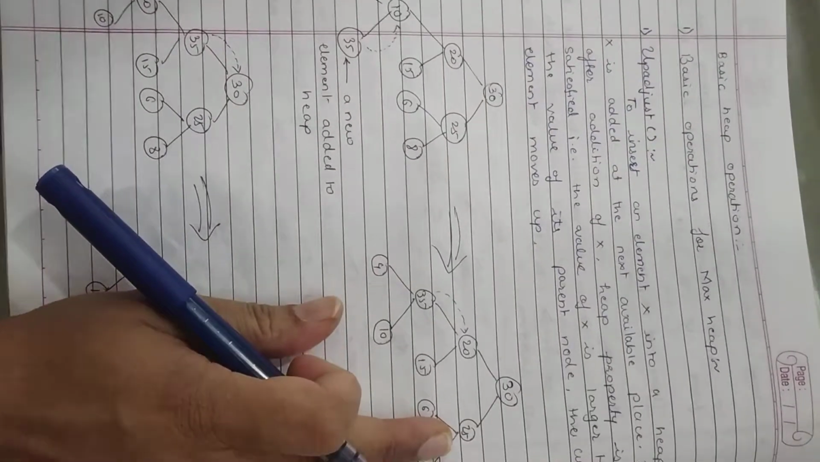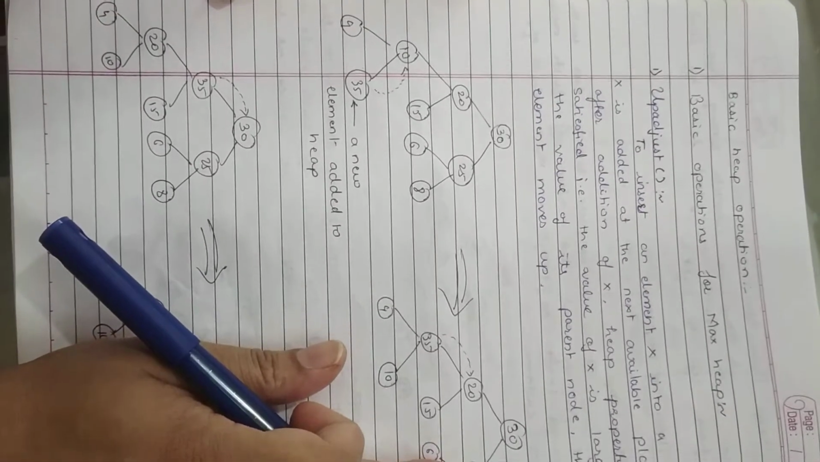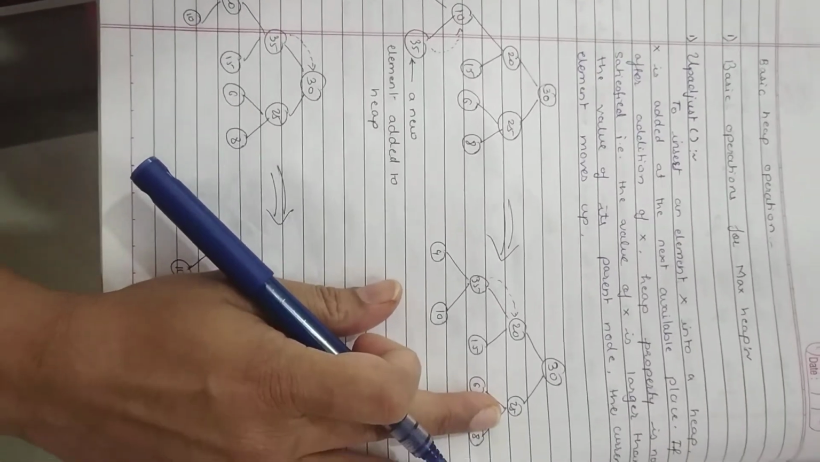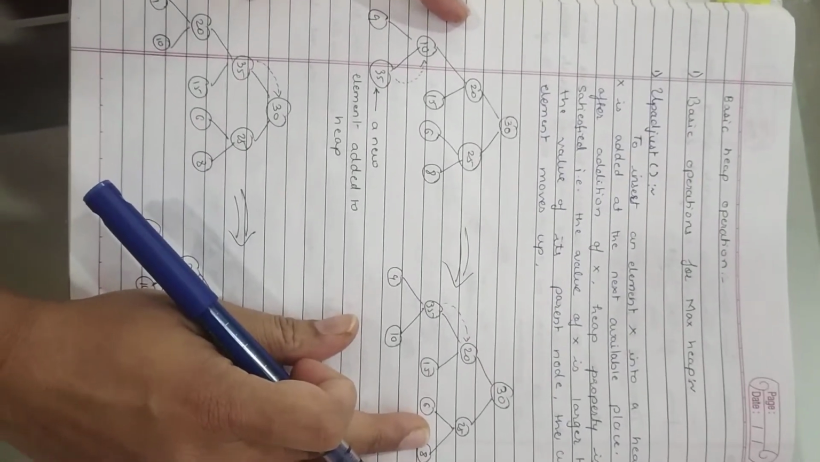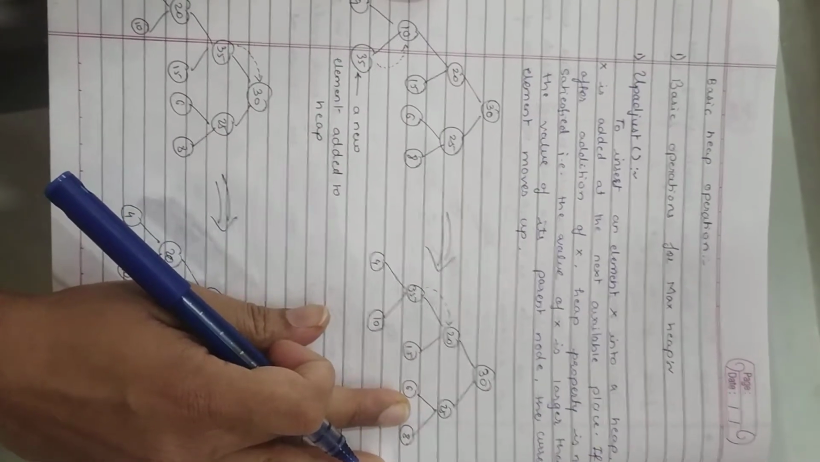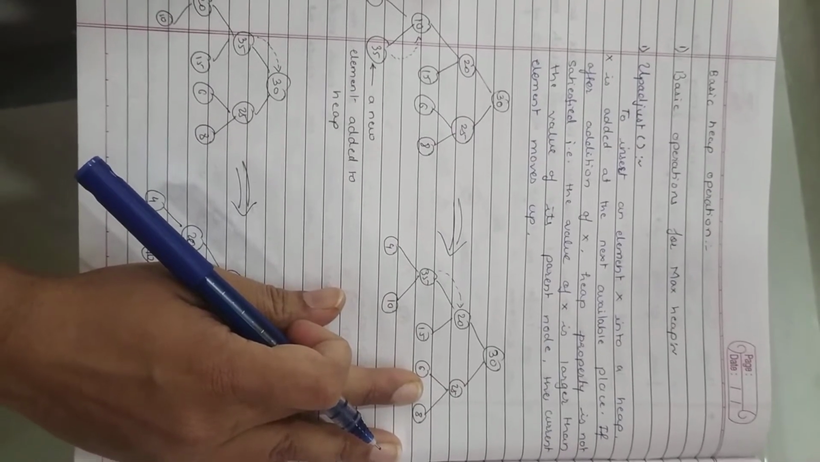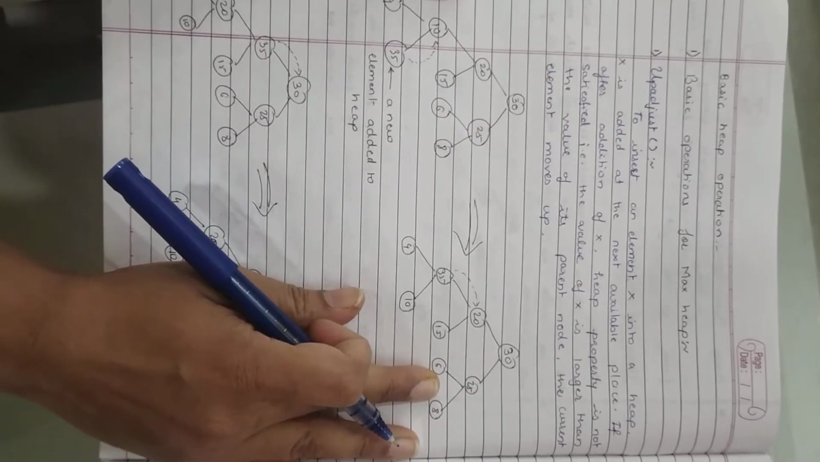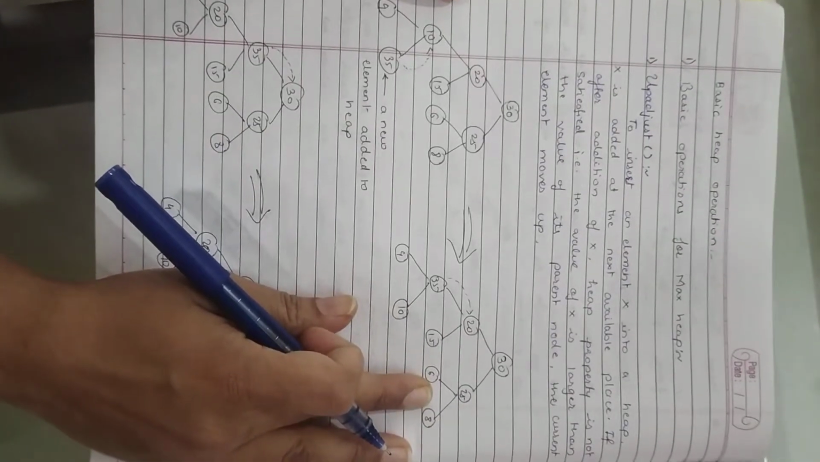Now we will see the basic operations of heap. There are two main important operations, that is up adjust and down adjust. We will see up adjust first. To insert an element x into a heap, x is added at the next available place. If after the addition of x the heap property is not satisfied, that is, the value of x is larger than the value of its parent node, then the current element should be moved up. Here we will see one example.